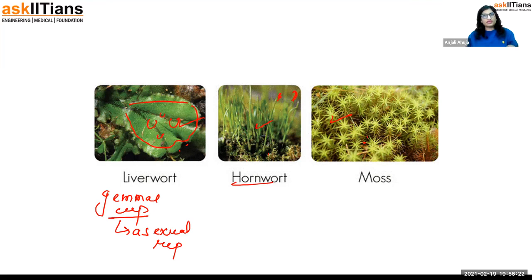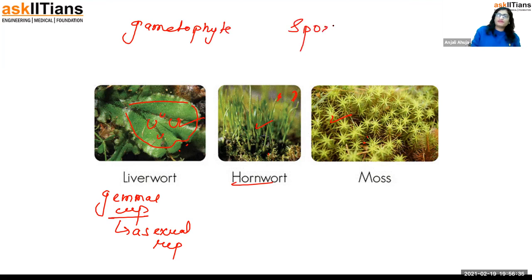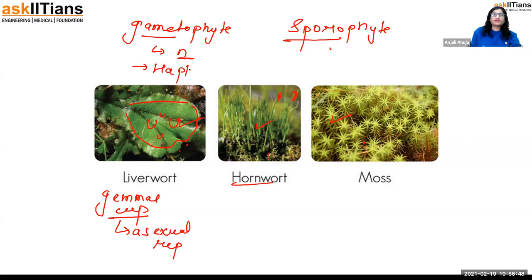Now, guys, before I proceed further, there are two terms you have to remember, because I might use them. One is gametophyte and one is sporophyte. Phyte means plant. Gametophyte means the part of the plant which has gametes on it. Sporophyte means the part of the plant which has spores on it. The gametophyte has half the set of chromosomes; we call it haploid. Sporophyte is the diploid one, which has the double set of chromosomes.